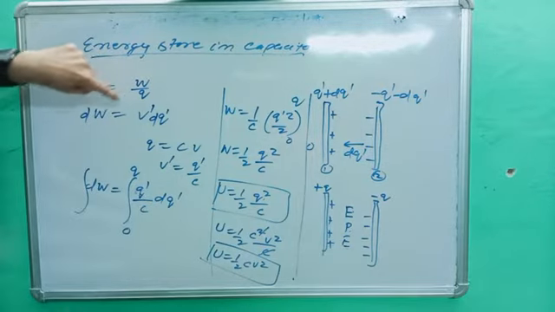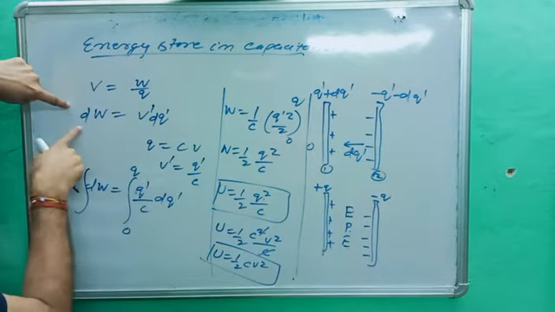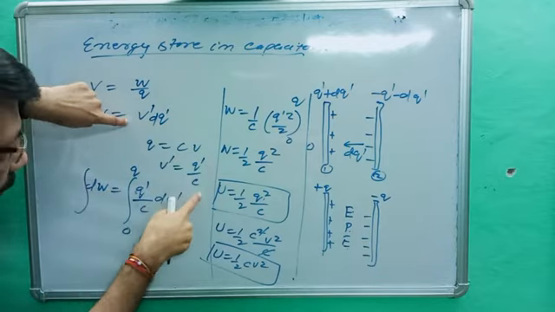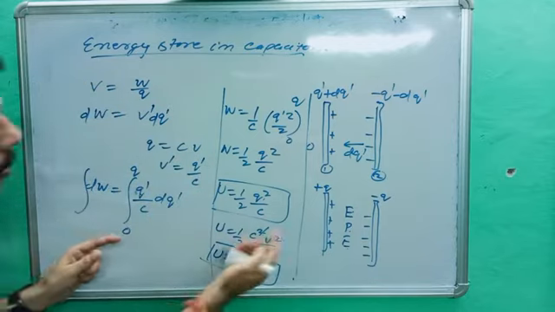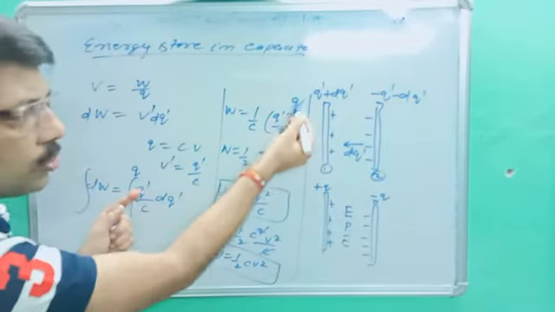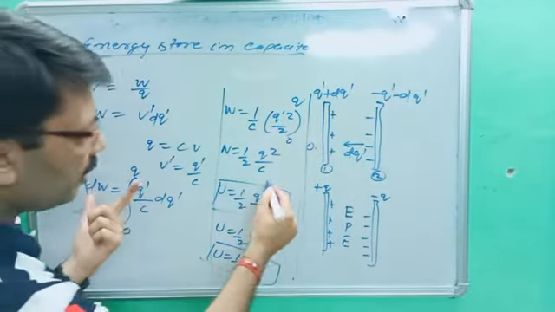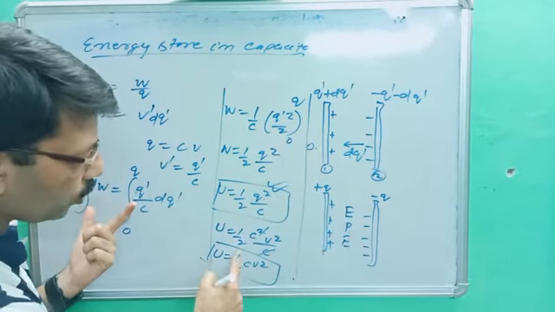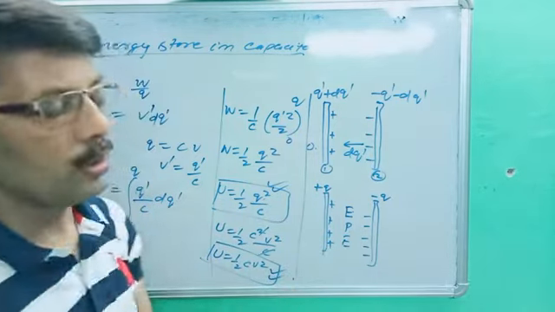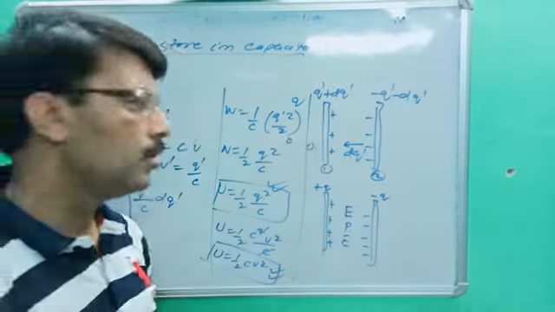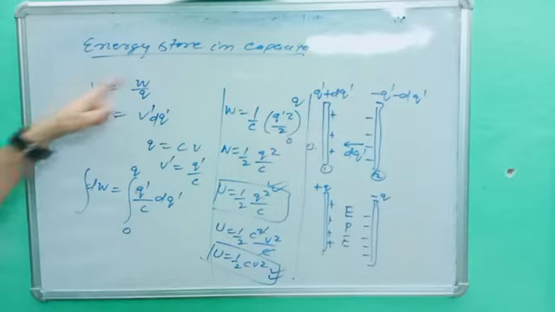Formula V is equal to W upon Q, so W is equal to VQ, so dW is equal to V dash into dQ dash. What about V dash? V dash is equal to Q dash upon C. You put it in and integrate; initially its charge was 0, now it becomes plus Q. So the limit is 0 to Q. We integrate and get the formula U is equal to 1 upon 2 Q square upon C and U is equal to 1 upon 2 CV square. Numericals are given in NCERT. You can solve the numericals by that formula. So this is all about the energy stored in a capacitor.